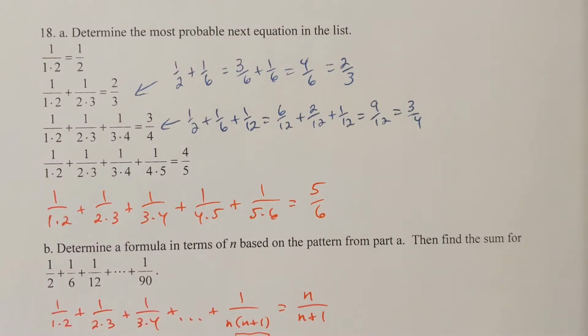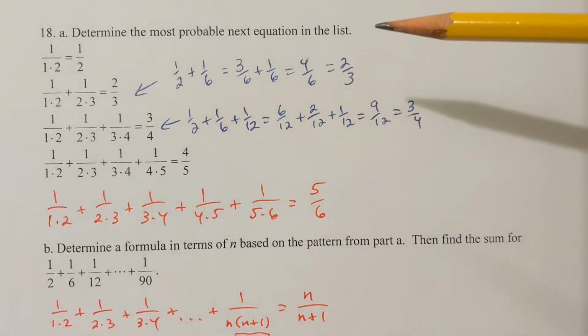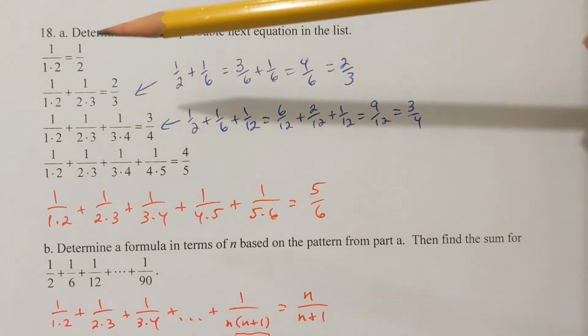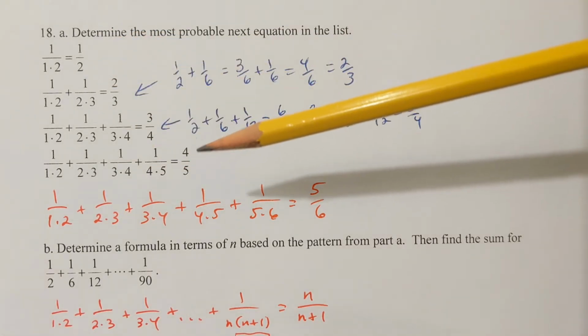Okay, I'd like to try to finish up section 1.2 in this video here. So we're on problem 18. Determine the next most probable term in the list. So let's just verify that these equations are true.